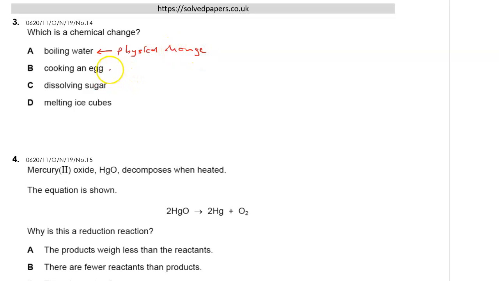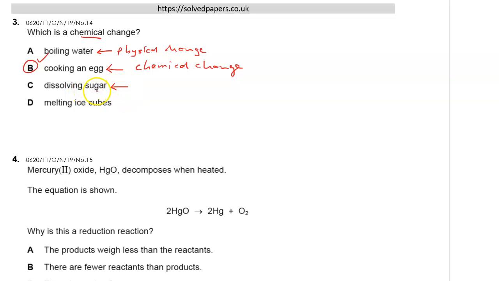What about cooking an egg? Once you cook an egg, of course, you cannot get it back to uncooked, and therefore this is a permanent change, and it's a chemical change. That should be the answer because you're looking for what is a chemical change. So B is a chemical change. Let's see why the others are not chemical.